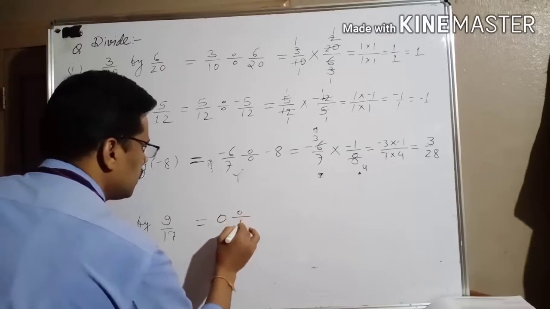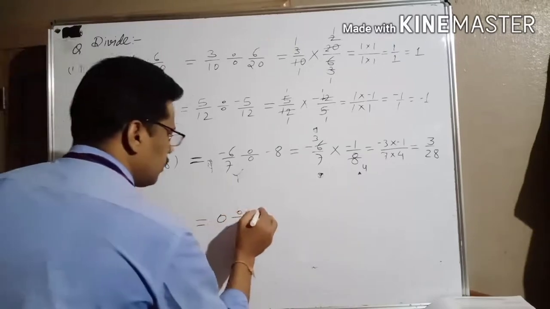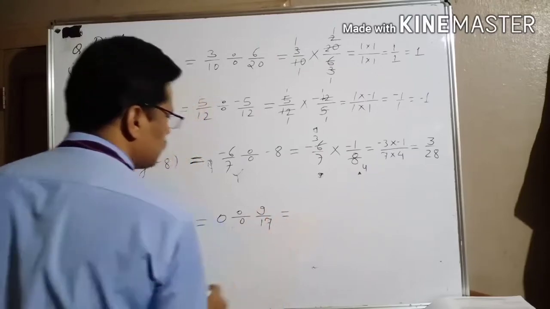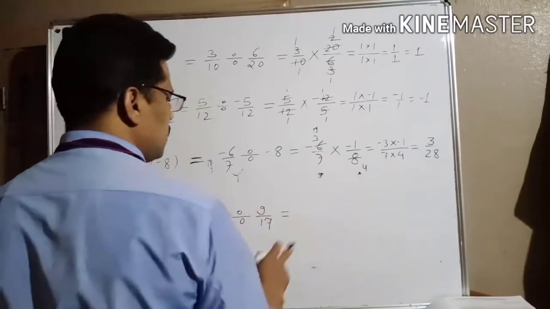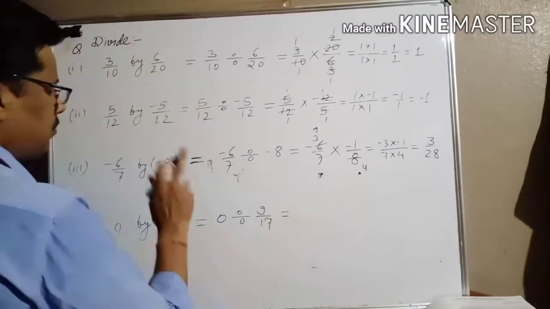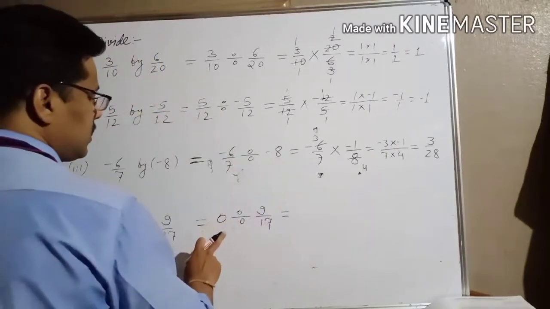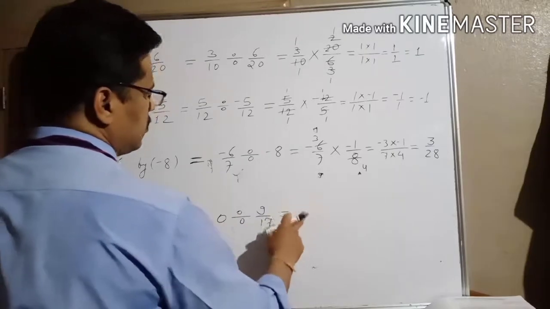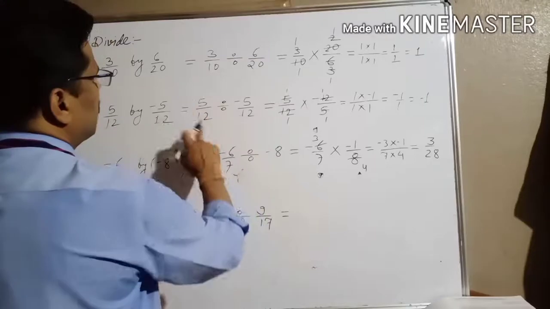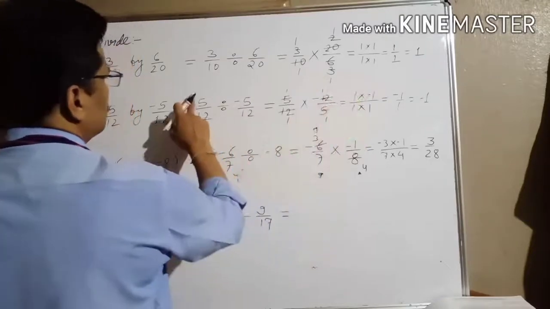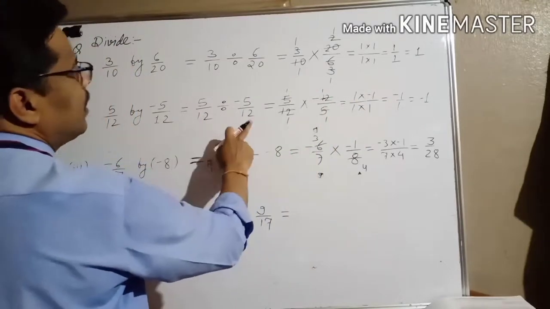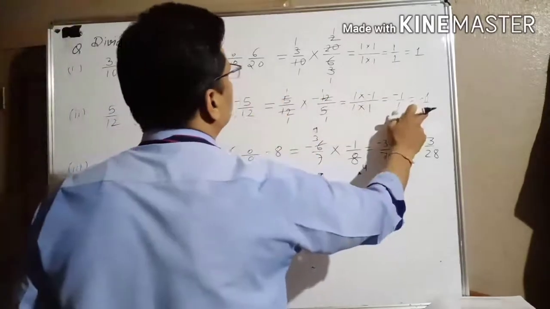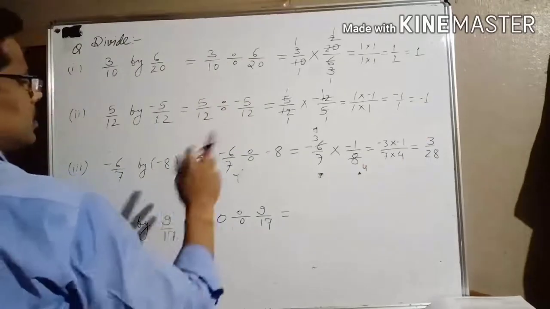Next, 0 divided by 9 upon 17. Here also, directly you can write the answer when filling in the blanks. We have learned that when 0 is divided by any number, we get the answer 0. Directly you can write 0. In this case also you can write minus 1 directly because it is the same number. When a number is divided by itself, we get 1, but there is a minus sign, that's why we are getting minus 1. With the help of this rule you can do it.